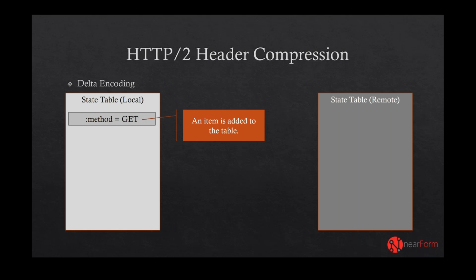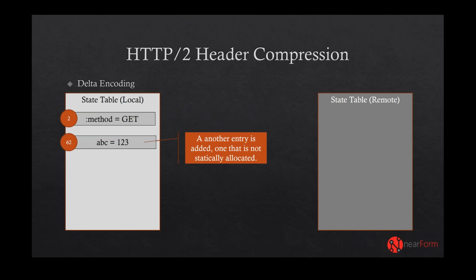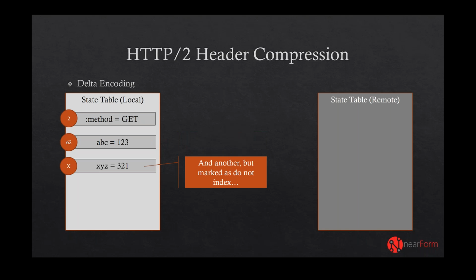So the very first request, we're going to basically say, all right, we're going to use the GET method, right? We're going to index that, but that has a statically known entry that's already assigned by the protocol, so that's just identified by the number 2. We're going to add a new header, ABC equals 123. This is something we came up with. It's not part of the static index. It's not known, so we're going to assign it a new value. We're adding it to our state table, and it's going to be given the number 62, right?